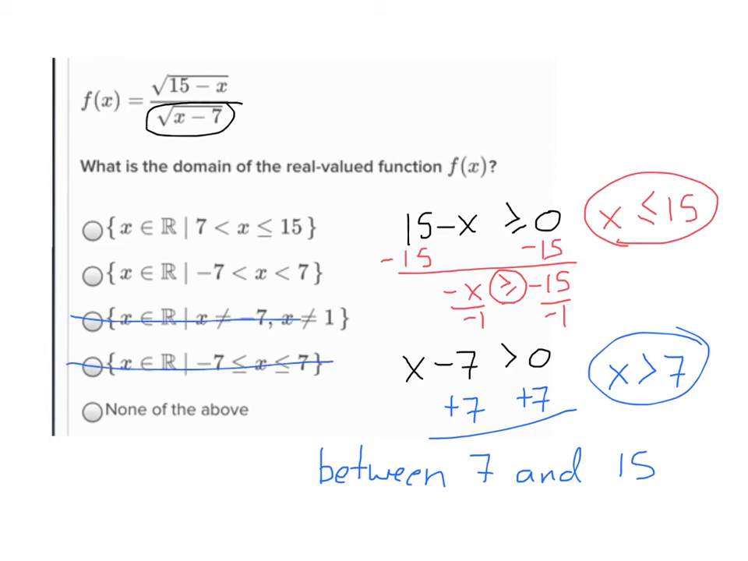It's definitely not C, because all C excludes is -7 and positive 1. We want to exclude every number that's outside of -7 and 15, right? So it's not this one. Now, this one right here says x can be any real number as long as it's between 7 and what? 15. So that's your answer right there.